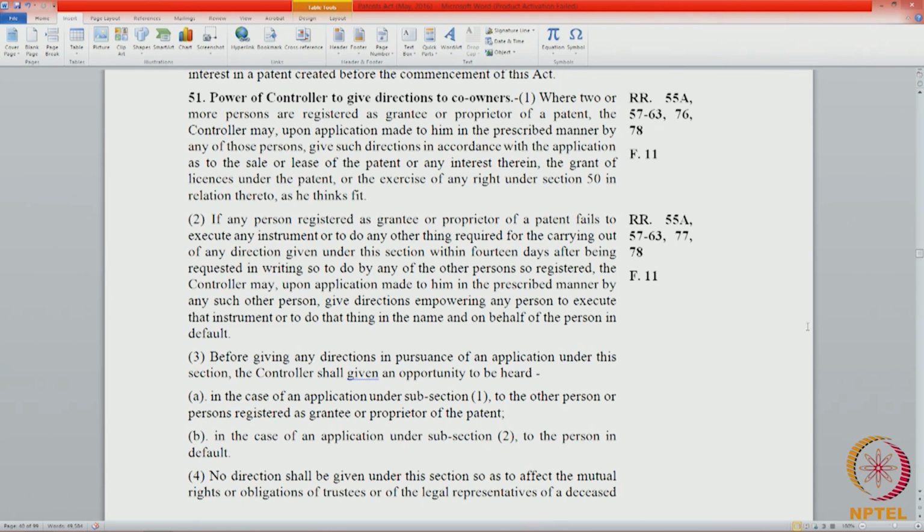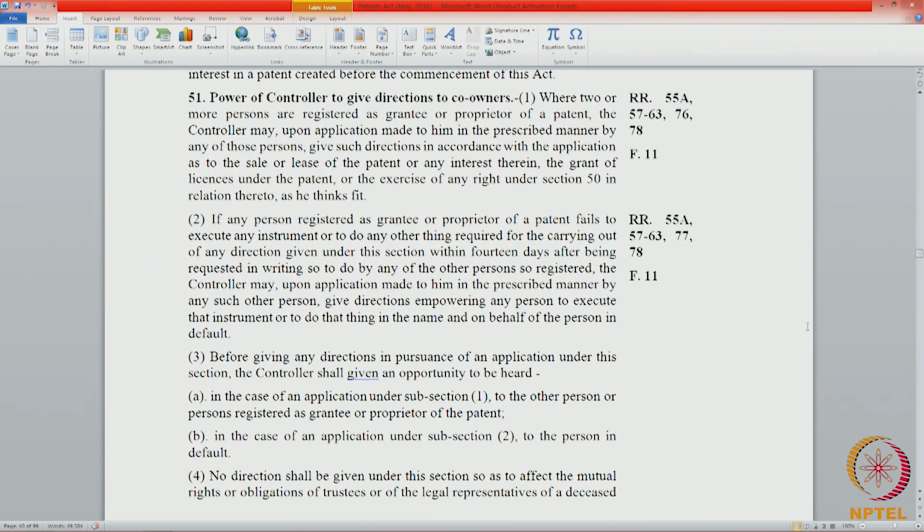Now, these directions can be with regard to sale or lease of a patent or any interest therein, the grant of licenses under a patent, or exercise of any right under section 50. To issue such a direction, one of the co-owners will have to make an application before the controller. The relevant form is Form 11, requesting the controller to issue a direction.